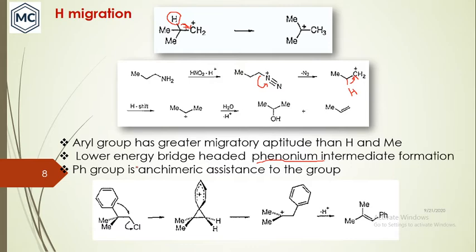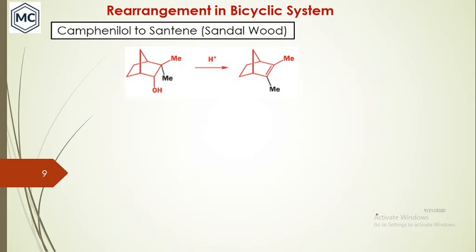And this is because the phenyl group can act as a neighboring group and it can do anchimeric assistance. We already studied what is meant by neighboring group participation or anchimeric assistance. So it can act as an anchimeric group, and that is why phenyl has higher migratory aptitude than hydrogen and methyl group. And once the carbocation is formed, the hydrogen from the next carbon gets eliminated and it forms an alkene, right?